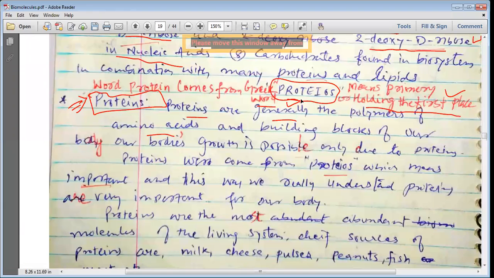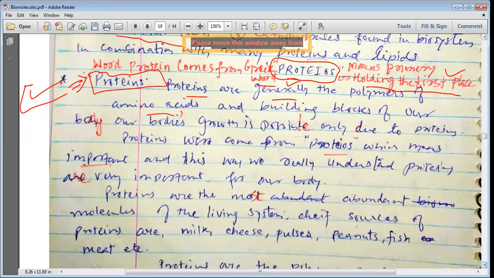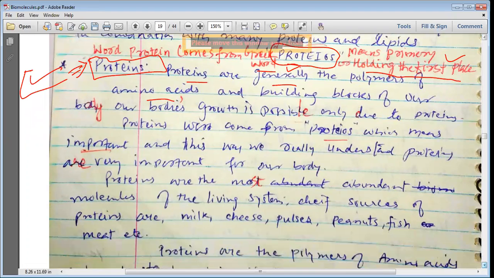here we have the protein, which is very important, holding the first place in our diet. So we should be regularly eating proteins in our diet, so proteins are the most important part of our diet, and they should be holding the first position in our diets. Proteins are generally the polymers of amino acids and the building block of our body.